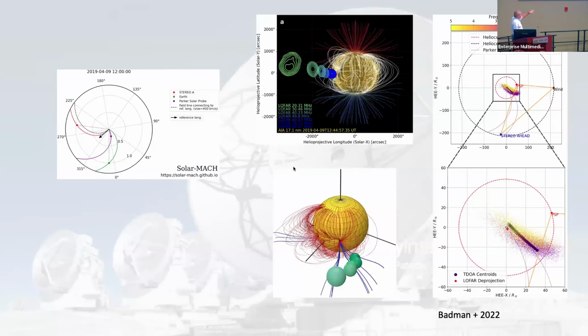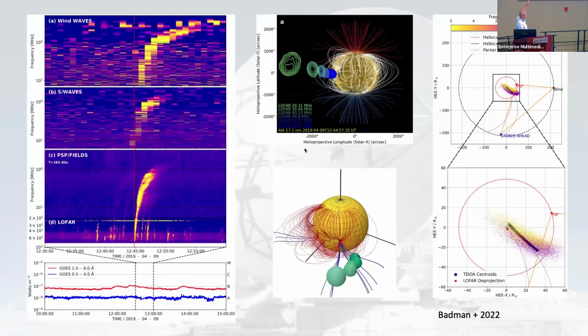Here's an example from a nice paper by Sam Badman and colleagues using both ground-based and space-based instruments, STEREO A and Parker Solar Probe, plus LOFAR on the ground. You can see here the multi-frequency source from the ground using LOFAR from 20 megahertz up to the bottom of the FM band. You can then determine the 3D position and use the spacecraft to define the trajectory of the Type 3 as it goes further out in 3 dimensions. This was the Type 3 in question observed by the different spacecraft.